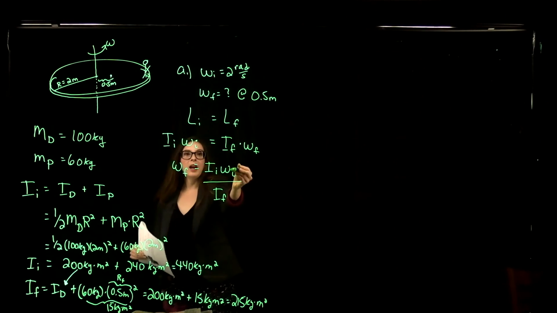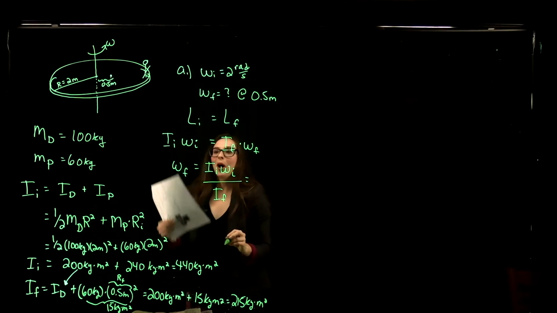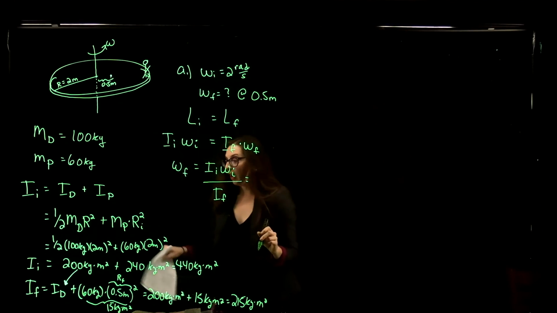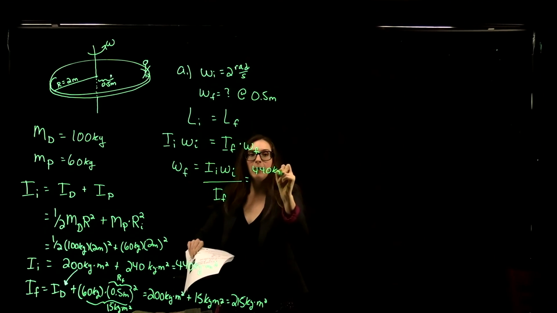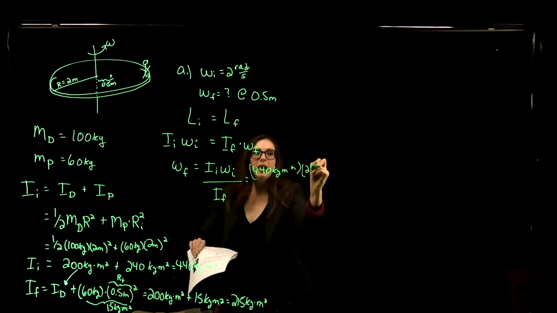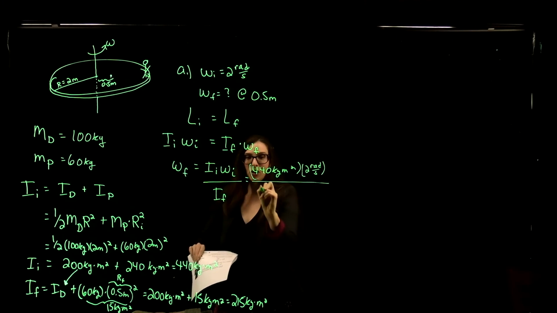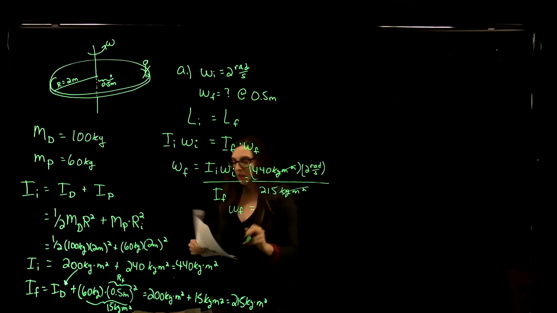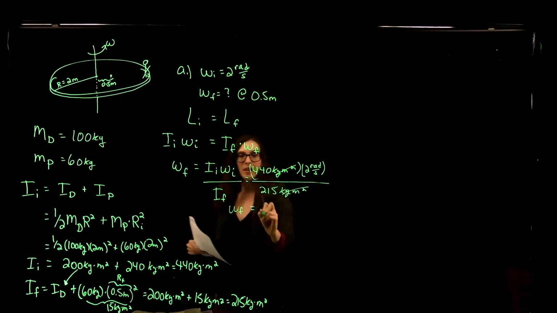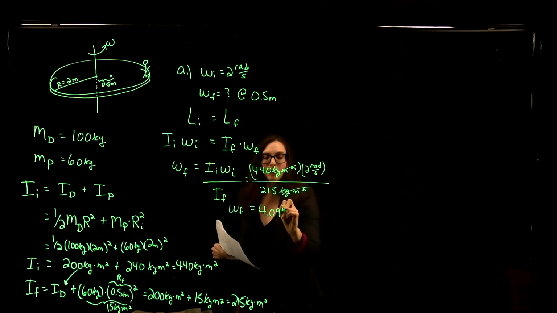So now I can finish this. Our final angular speed is equal to our initial moment of inertia, 440 kilogram meters squared, times our initial angular speed, 2 radians per second, divided by our final moment of inertia, 215 kilogram meters squared. Okay? So our kilogram meter squared cancels on top and bottom. So our final angular speed of the system is 4.09 radians per second.